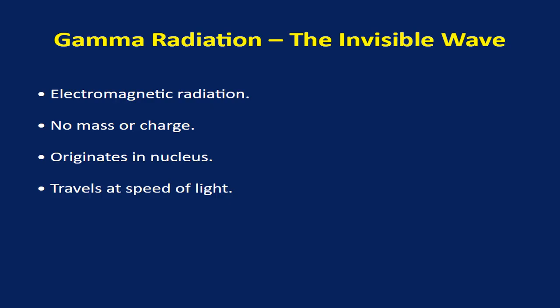Gamma radiation, the invisible wave. Third is gamma radiation. Unlike alpha and beta, gamma is not a particle. It has no mass and no charge. It is a high energy electromagnetic wave, just like light or radio waves, but much more powerful. It travels at the speed of light and originates from deep inside the nucleus.